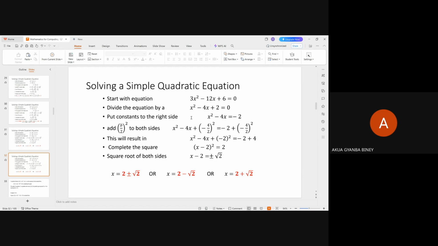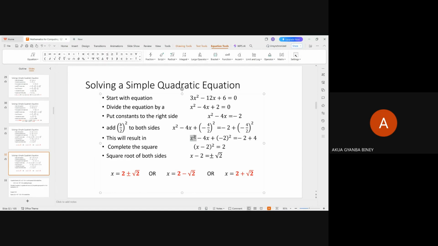So we divide through by the coefficient of x squared, which is 3. We get this. Put the constant to the right, so we end up getting x squared minus 4x equals minus 2. Add (b over 2) all squared to both sides. b over 2 is minus 4 over 2, squared. This one, what we get is (x minus 2) all squared. That will help you. Please don't open the bracket. If you open the bracket, you find yourself wanting. Don't open it, because you are going to have to close the square again.